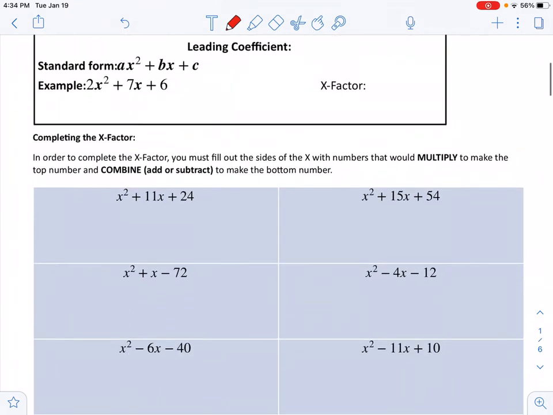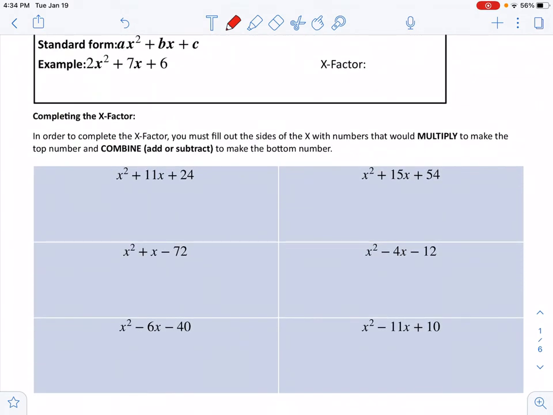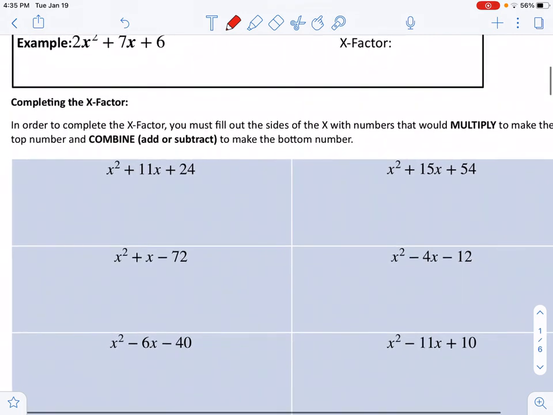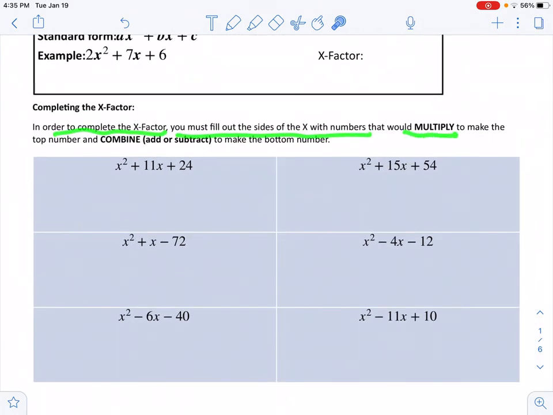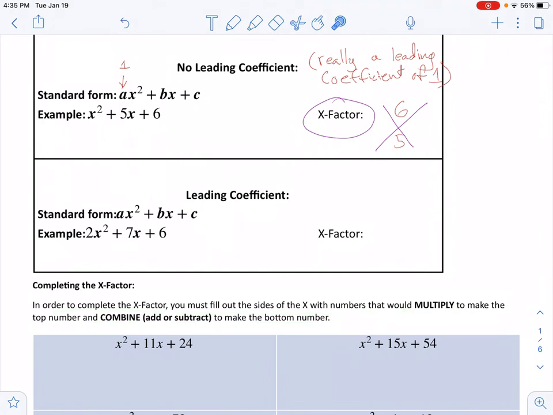So let's jump down now and talk about how to complete the X factor. And you're going to have a Delta Math assignment that just has you practice finding the numbers. And I'm going to show you a couple tricks and things that I have available for you. But in order to complete the X factor, you must fill out the sides of the X with numbers that would multiply to make the top number and combine, that means add or subtract, to make the bottom number. So we know how to find the top and the bottom number. Those are given to us, right? Our top number comes from our A times C, and our bottom number is our B, our middle term.